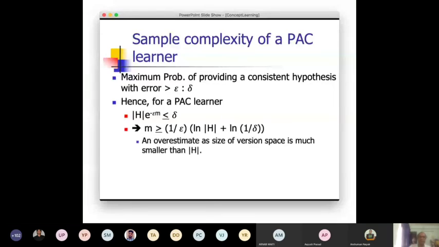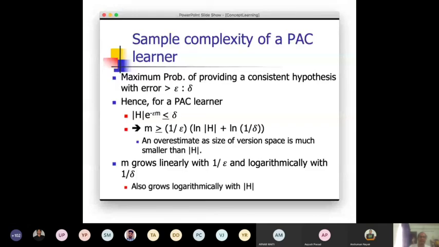It is an overestimate, since the size of the version space is much smaller than mod h. So this could be a smaller number also. And you can see m grows linearly with 1 by epsilon and logarithmically with 1 by delta. It also grows logarithmically with the size of the hypothesis space.